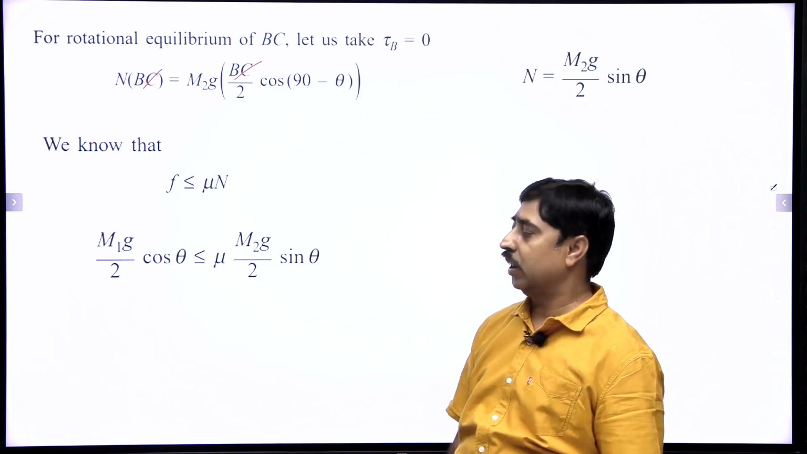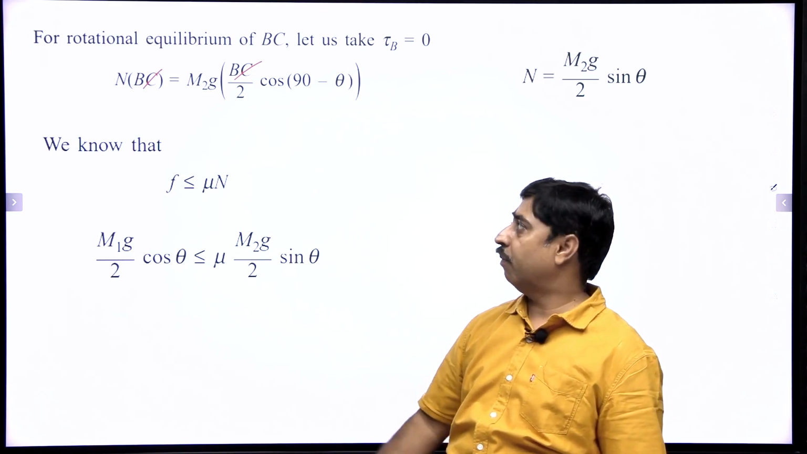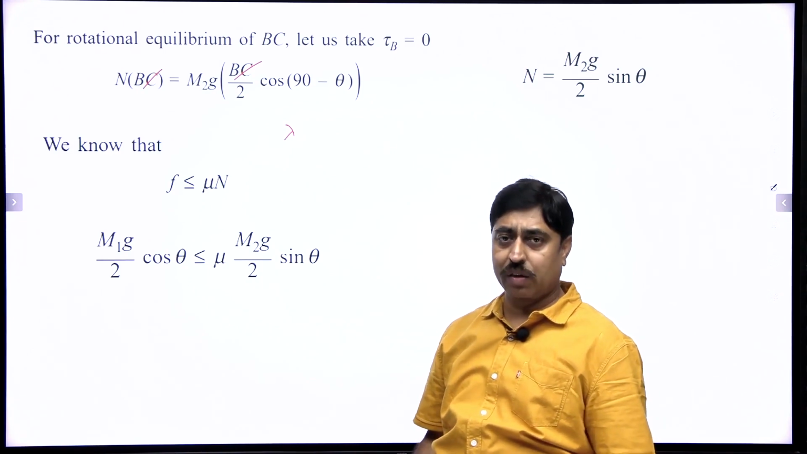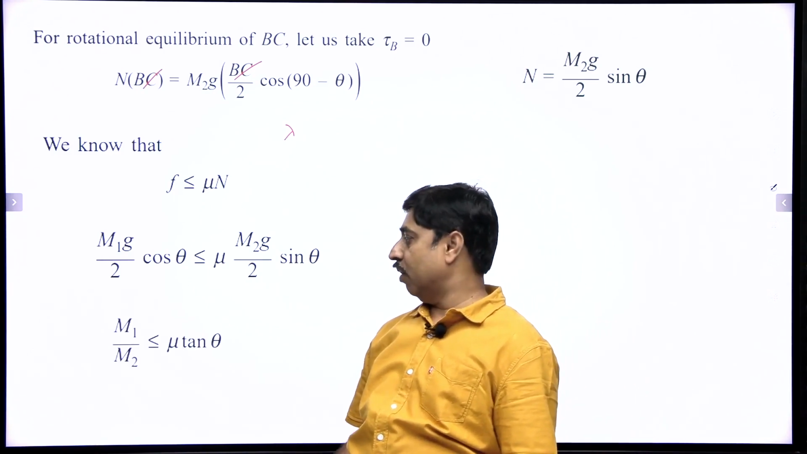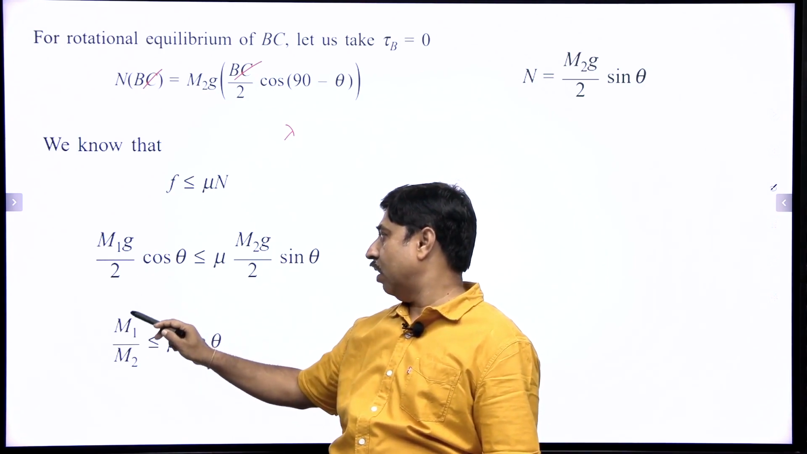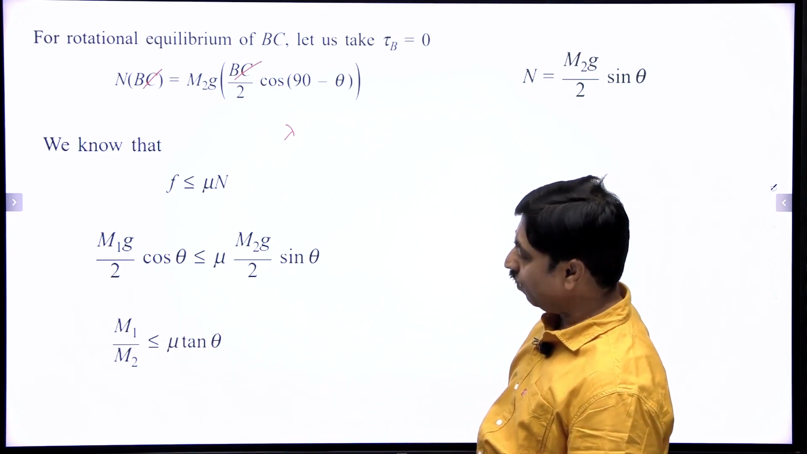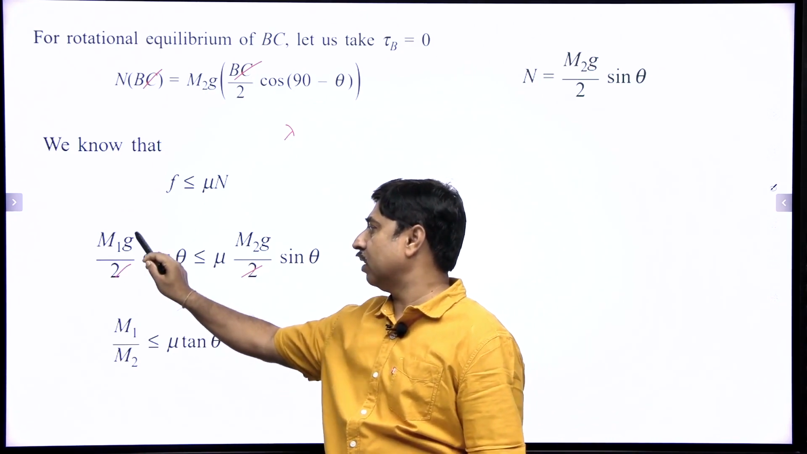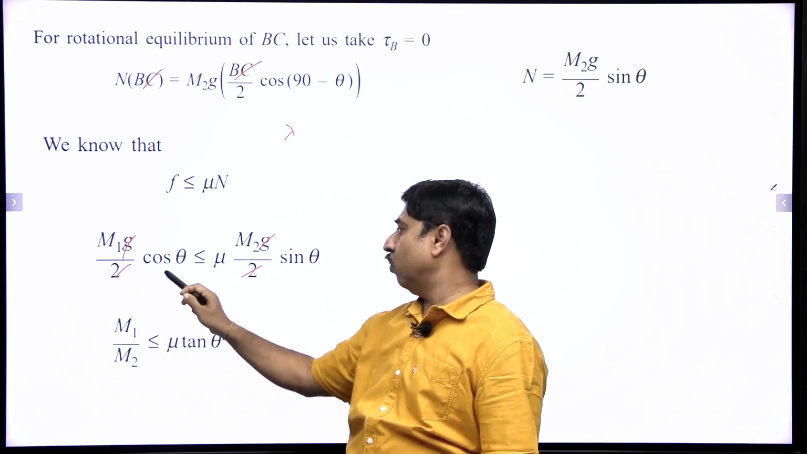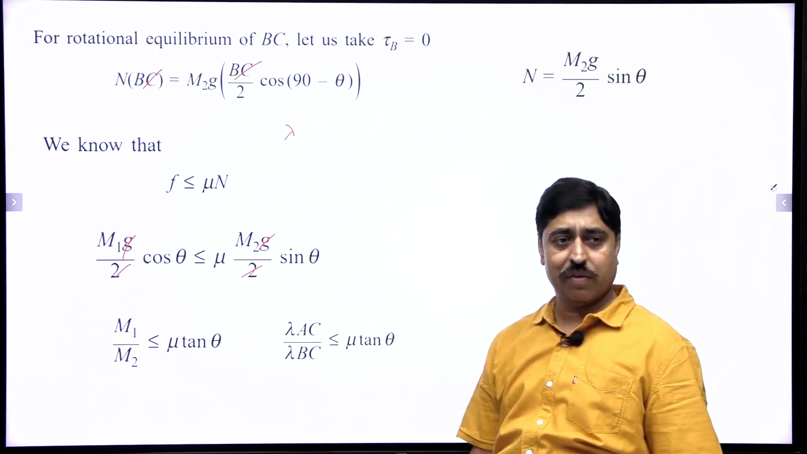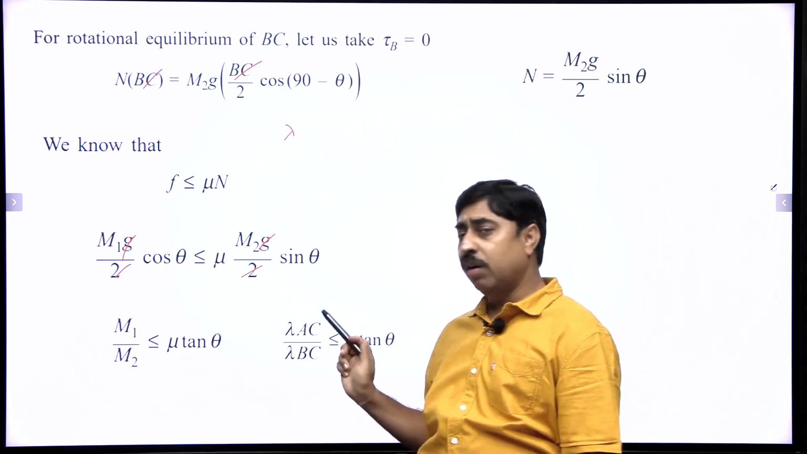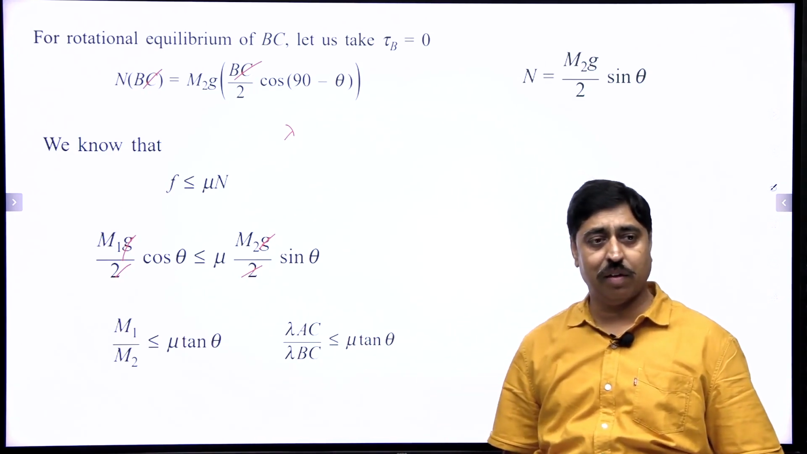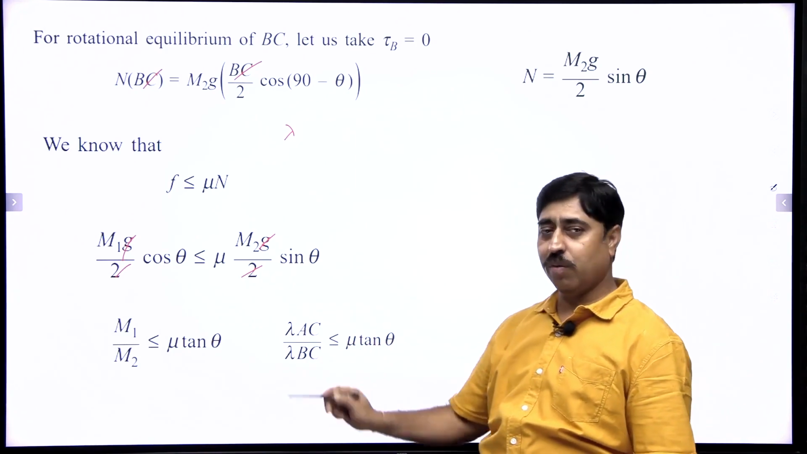Now what is M1g? What is M1? If mass per meter length of rod is lambda, then lambda into length of the rod is its mass. So here we have written M1 by M2 is less than or equal to mu tan theta. Okay, this 2 has been cancelled out, g has been cancelled out. That's fine. Now M1 is lambda into AC, AC is the length of the first rod, and M2 is lambda into BC, BC is the length of the second rod, which is less than or equal to mu tan theta.